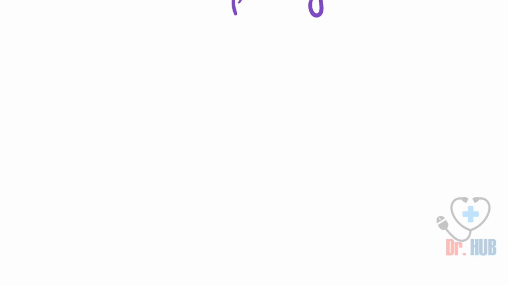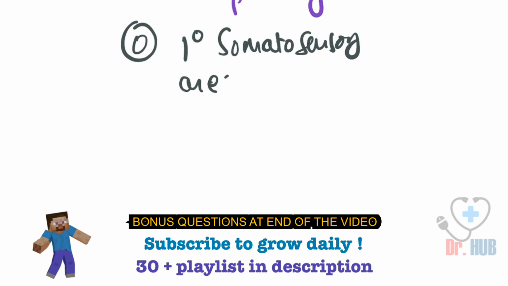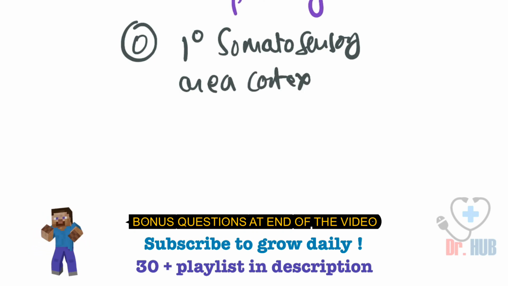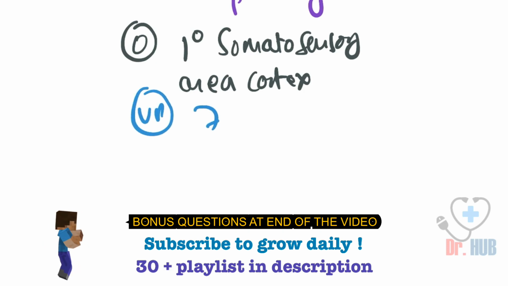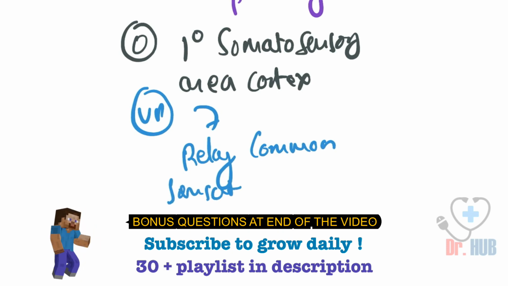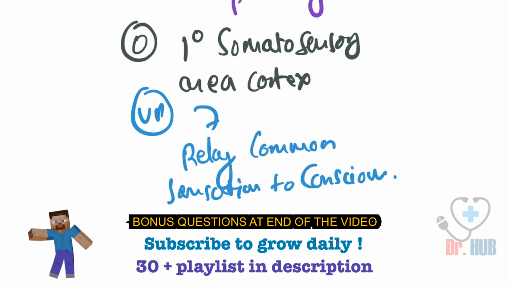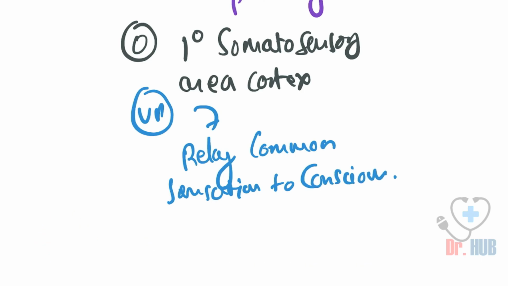And what is the output? The output goes to the primary somatosensory area cortex. So what does the VPL do? The ventroposterolateral relays the common sensations to the consciousness. So this is the ventroposterolateral.